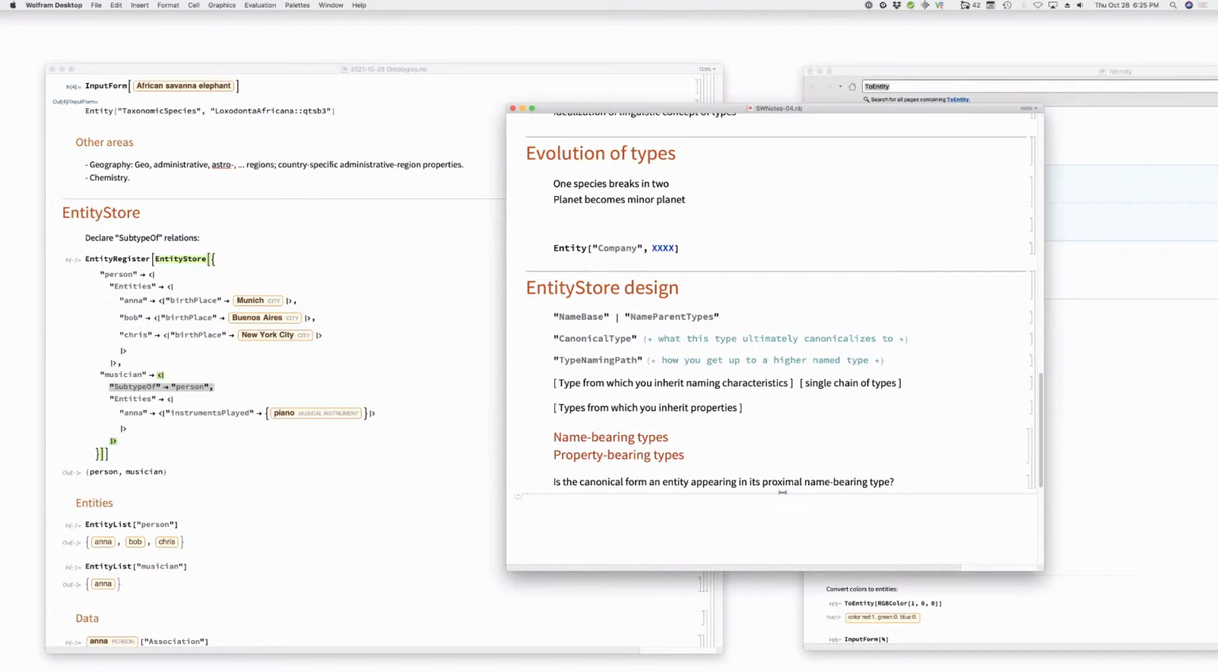with respect to people, are there any name-bearing types other than the person category? Than the person type? In that entity store, no. No, I'm saying in our knowledge base, is there a name-bearing type for people other than the person type?